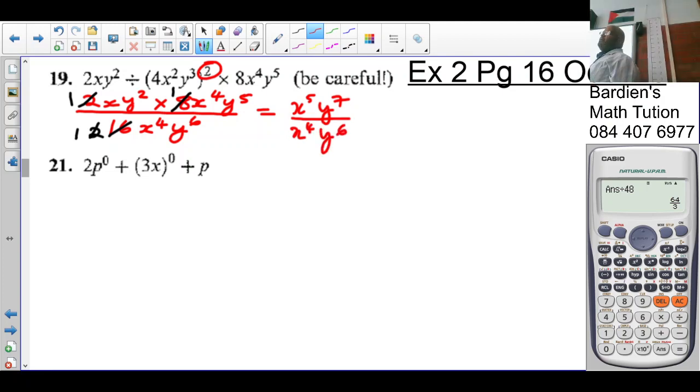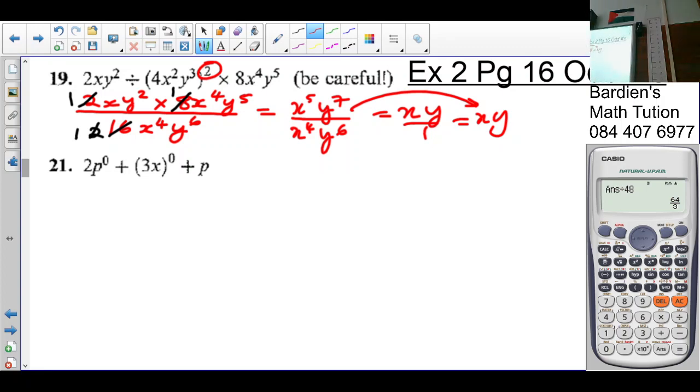Okay. When we are dividing and bases are the same, what do you do with the exponents? Subtracting. That would simply be x. There's more x on top and there's more y's on top. So it's xy over 1, which is simply xy. I could have gone from that straight into this, no problem. I don't have to write this step. Yes?